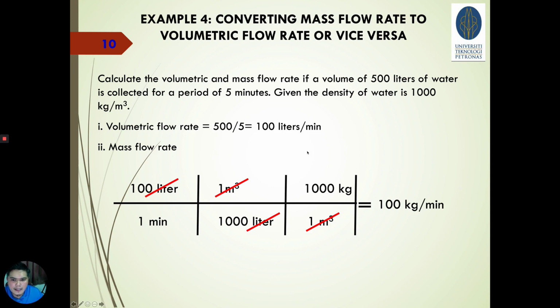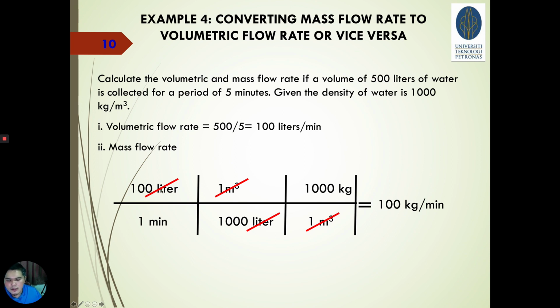Another example that we can use is to convert the mass flow rate to volumetric flow rate or vice versa. Okay, so we have learned in units and dimensions this particular table, which would assist you in converting the units. Here, for example, you have the volumetric and mass flow rate. Calculate the volumetric and mass flow rate if a volume of 500 liters of water is collected for a period of 5 minutes. So you know that you collect 500 liters of water in a period of 5 minutes. Simply, you can calculate the volumetric flow rate: 500 divided by 5. Then you'll get 100 liters per minute. And given the density of water is 1000 kilogram per meter cube.